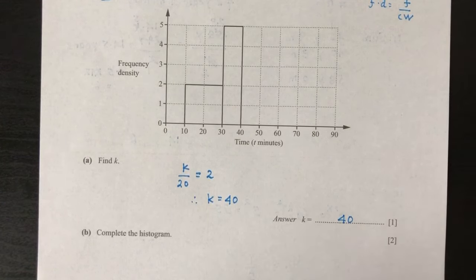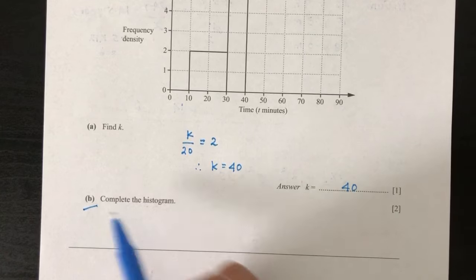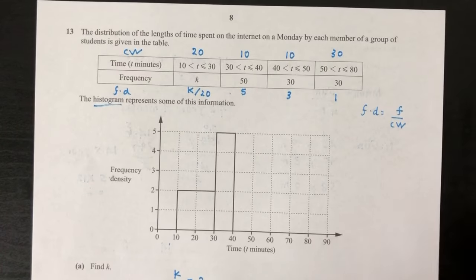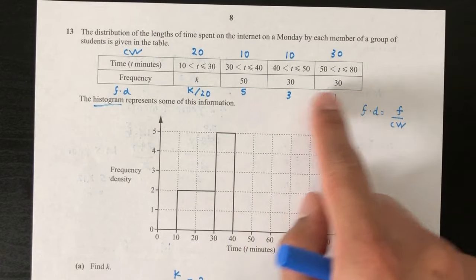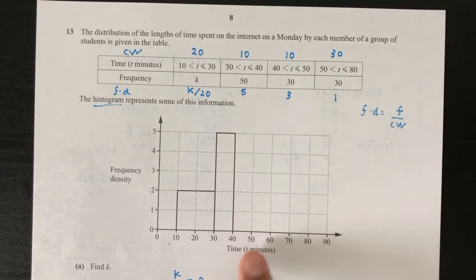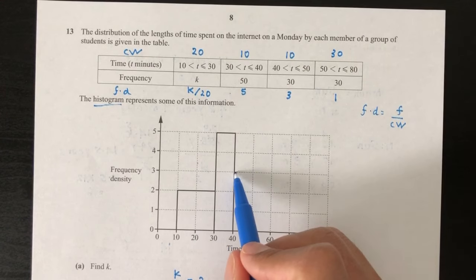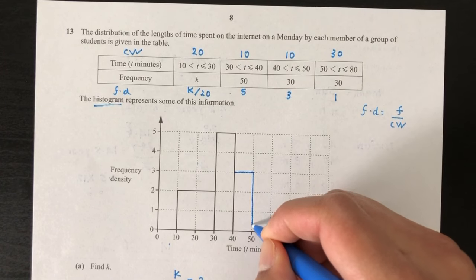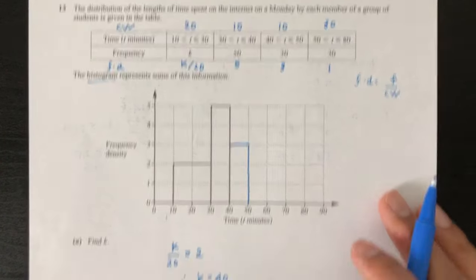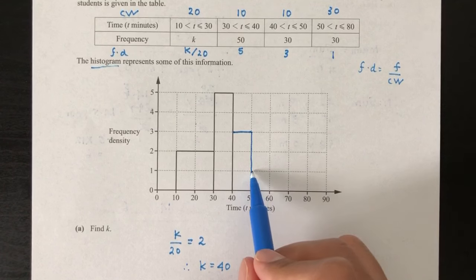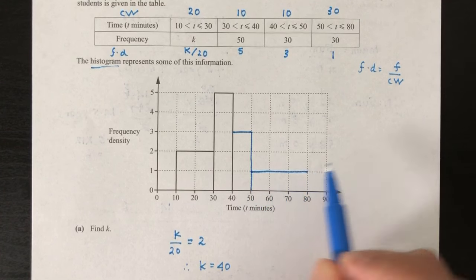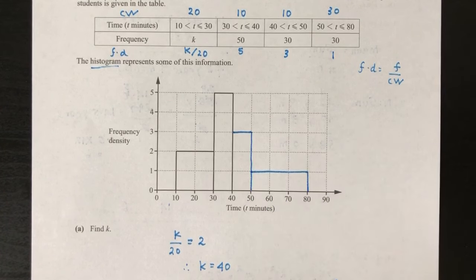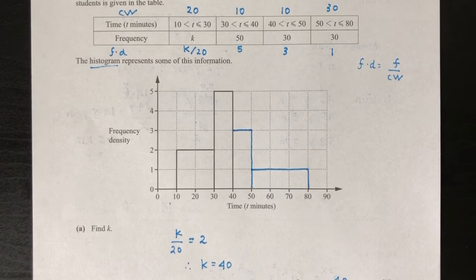Well, this one is a really easy question. I'm sure you guys know how to find this and do this, right? Okay. Now part B, complete the histogram. So until here we have to find those two. So 40 to 50 is 3. Of course, you have to use a ruler for those lines. Okay, don't do like me. Here is 1. So 50 to 80, that is 1. Okay, that will be your histogram for question 13.